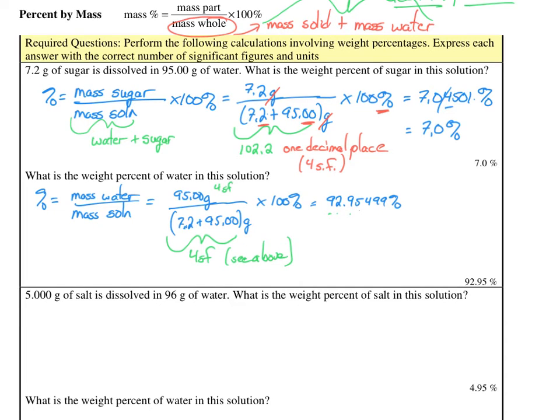1, 2, 3, 4. Draw our line. The first number we drop is less than 5. So we just drop everything and write our answer with the correct number of sig figs and the units. 92.95%. Note here that the same numbers end up with different numbers of sig figs in our answer. That's often going to be the case. You have to look at each calculation individually. How many sig figs are appropriately expressed in the denominator? How many in the numerator?